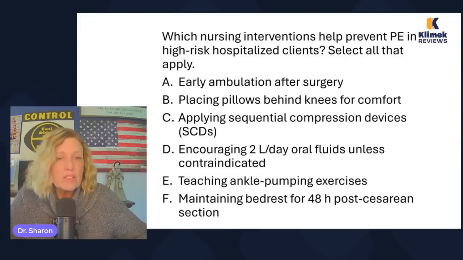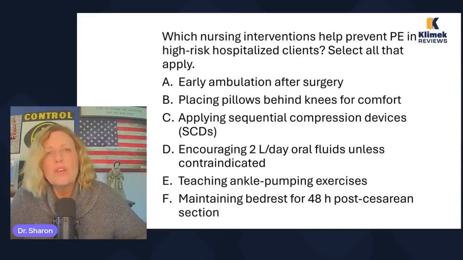Okay, early ambulation. These are interventions to help prevent PE. Early ambulation after surgery, placing pillows behind the knees for comfort, applying SCDs, encouraging adequate hydration, teaching ankle pumping exercises or range of motion exercises, maintaining bed rest for 48 hours post-cesarean section.